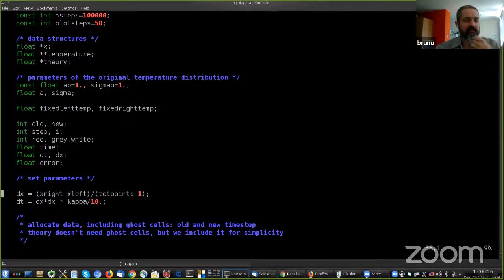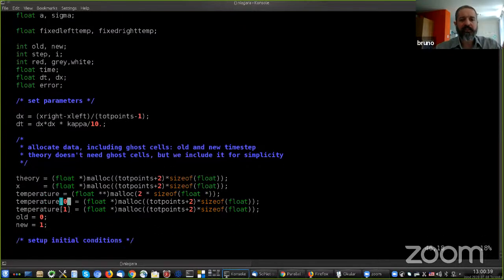That's the spacing. And DT, you basically use like this: DX squared times the kappa, divided by 10, to make sure that it is a stable marching forward. It's just to make sure that the Courant condition is satisfied. Then you allocate the data. To make it easier, we already allocated with the ghost points, the guard cells or ghost cells. It's the same nomenclature. They share the same concept with different names.